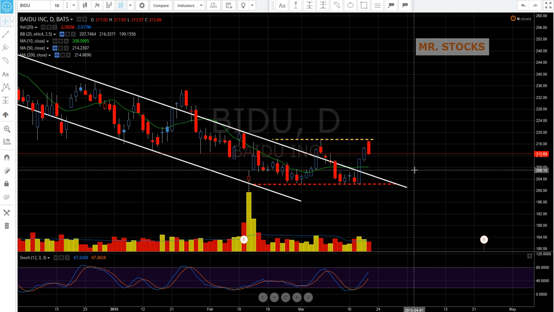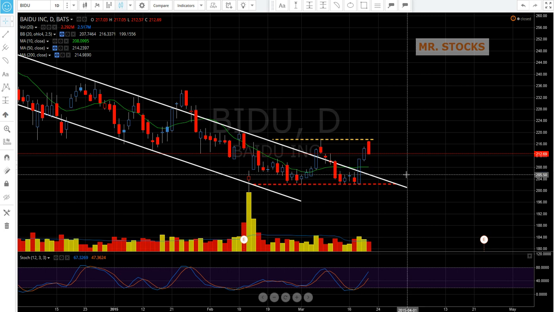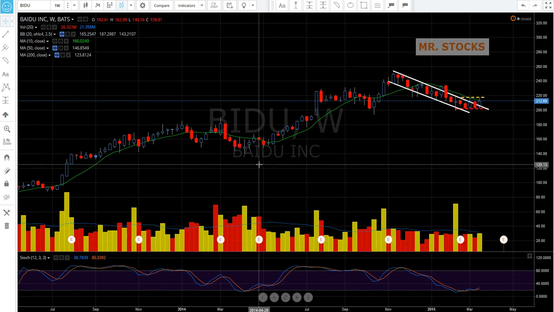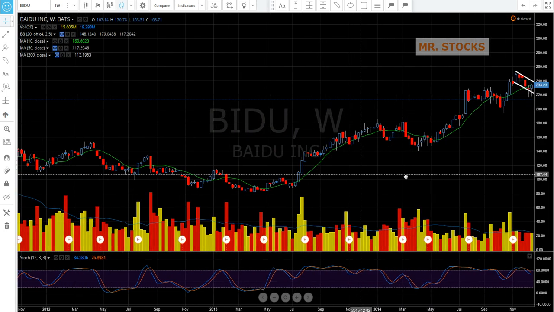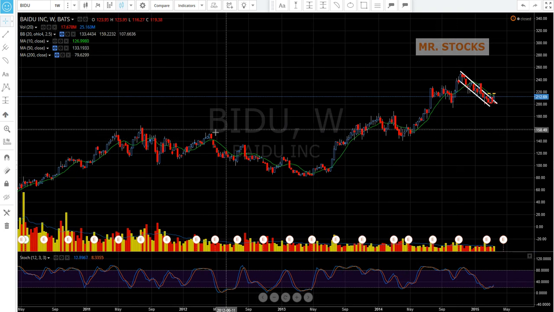Hey everyone, I'm going to go over the Baidu stock chart. A couple of days ago, I sent out a buy signal on this stock, and I wanted to do a video to review why I sent out that signal. So let me take a look at the bigger picture and see where Baidu has been. It's been on a pretty big uptrend.